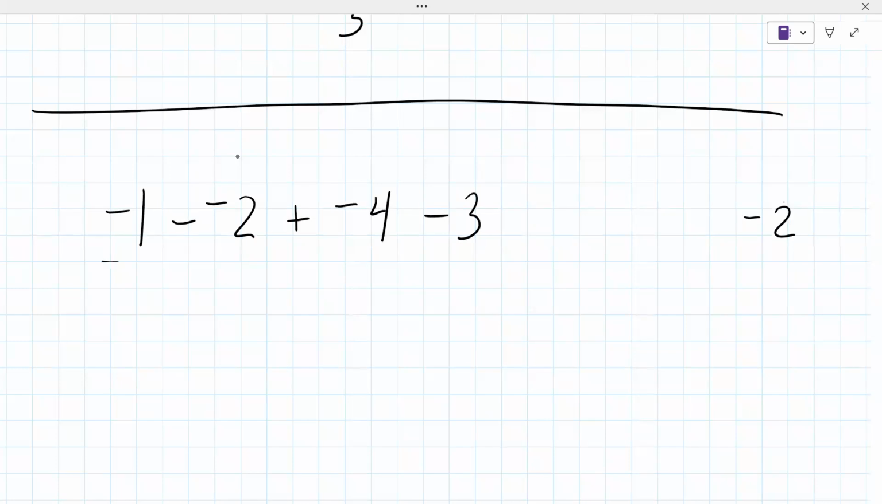Okay, let's take a look here. -1 minus a -2 is +1. Yes, that's what I got. Wait, plus -4. Do you want to redo your calculation? Yeah, okay. Go ahead and redo it. That's fine. It's okay.